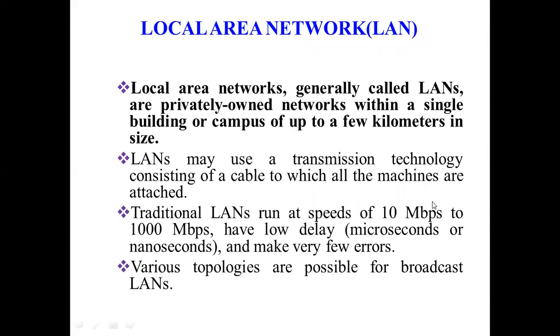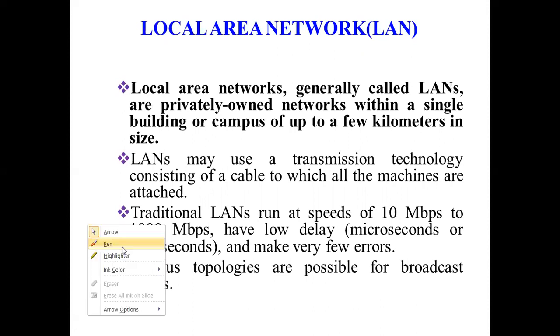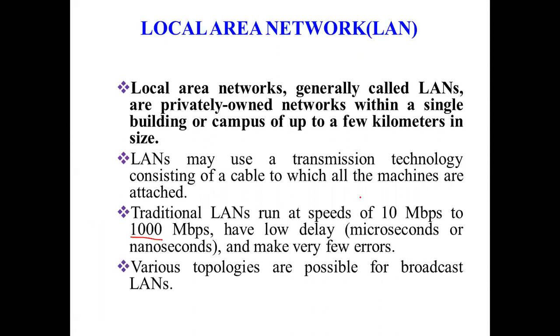Traditional LANs run at speeds of up to 100 Mbps in your home, 50 Mbps, 100 Mbps, and it can go up to 1000 Mbps, the maximum possible. What is the speed you are getting? 100 Mbps. Sir, I think it's 60, sir. That depends upon the plan.